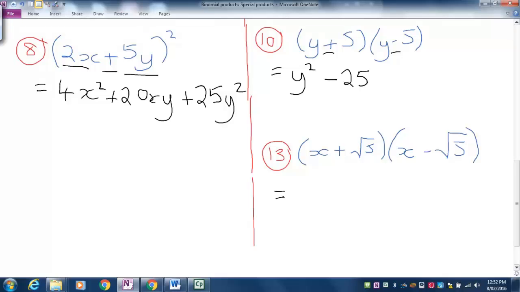This is a slightly harder one because it involves surds, but it's the same kind of process. So first of all, square that first term to give us x squared. Now because it's a difference of two squares, I know that because I've got two different signs in the middle there, it means I'm going to have a minus in the middle of my answer. Now I square my last term, and root 5 squared is simply 5. So fully expanded, I get x squared minus 5.